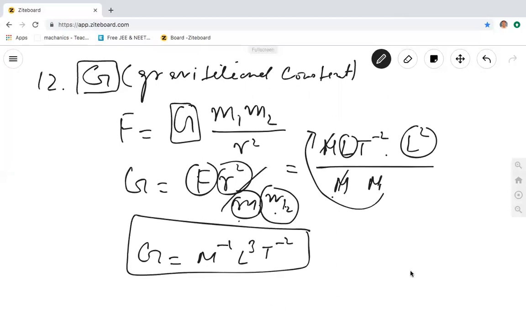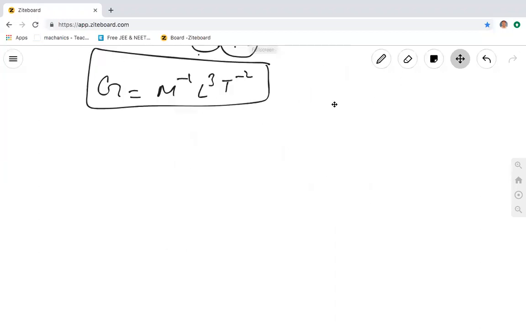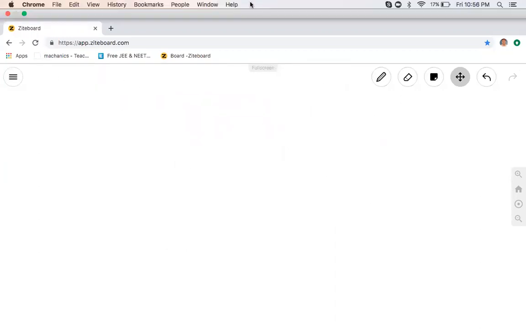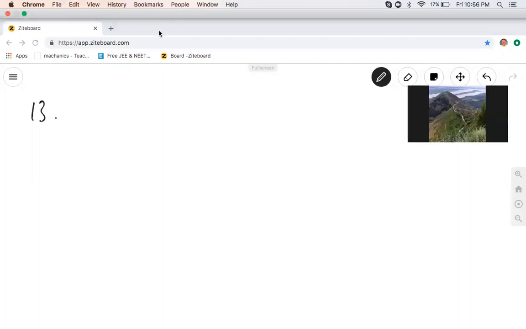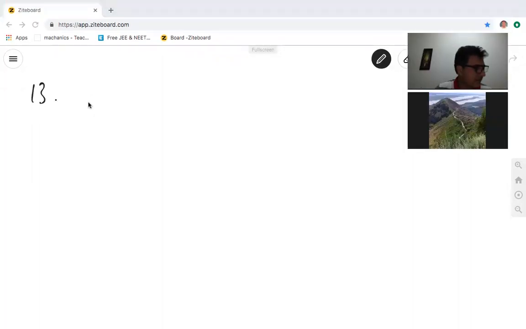Now let me go to the 13th point. Point number 13 here is specific heat.